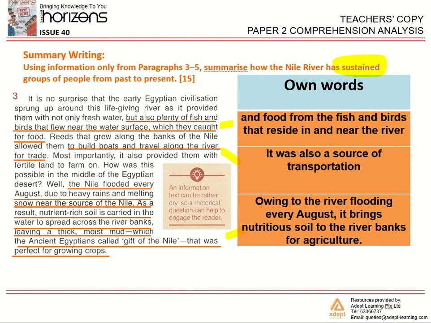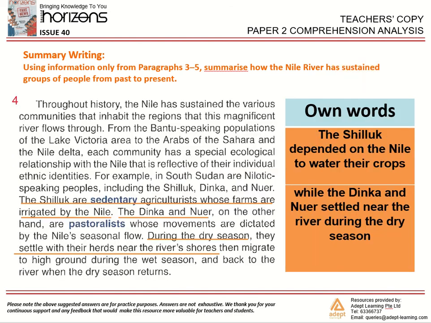Next one, paragraph 4. For paragraph 4, again, it is about how the Nile River has sustained different groups of people from past to present. "Throughout history" also tells you that this is going to be talking about the past, right? The Nile has sustained various communities. Again, groups of people, telling you it's going to come up soon.